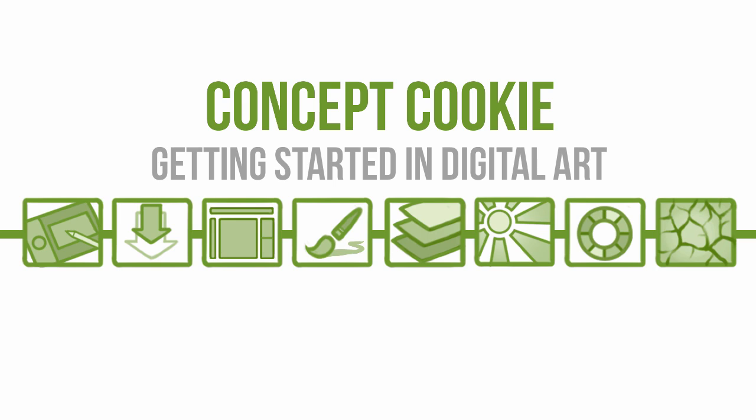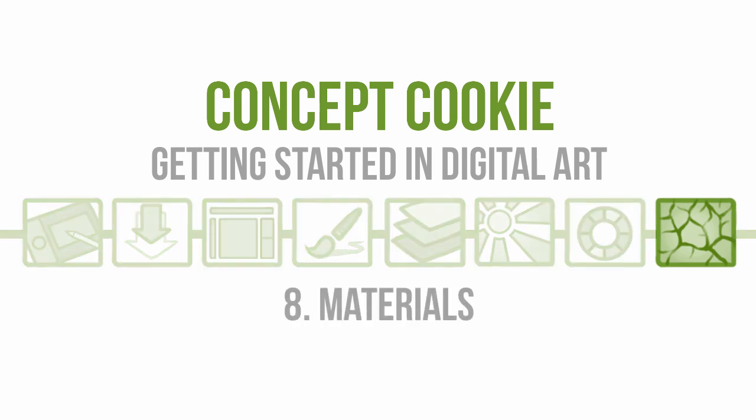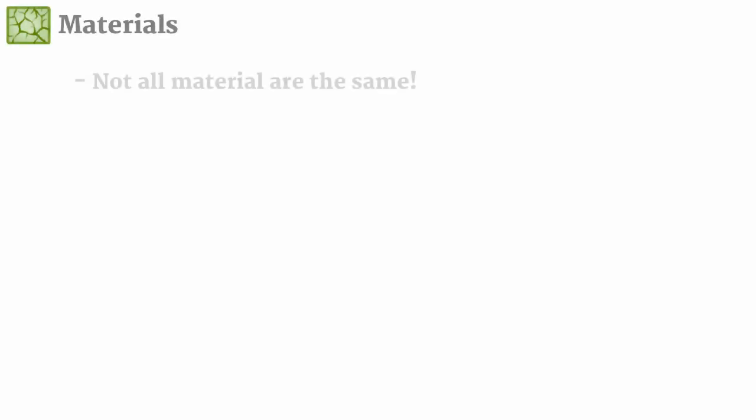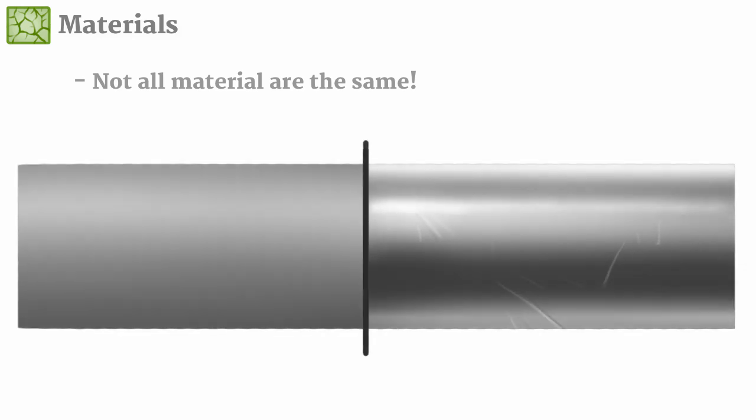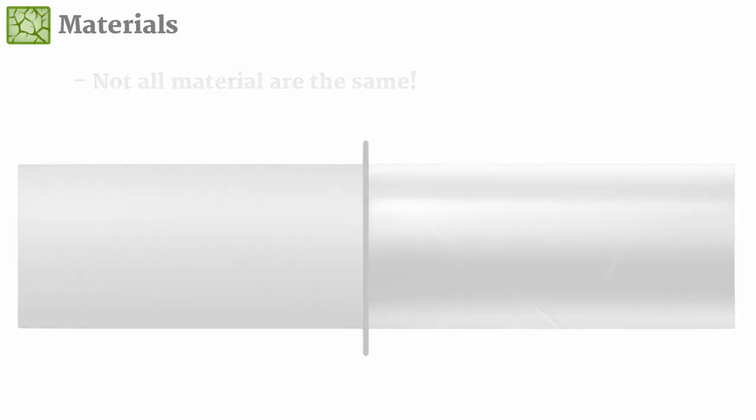And lastly, we're going to talk about materials. Different materials will treat lighting differently, whether it will reflect or absorb light. To start off, not all materials are the same, so they shouldn't be shaded the same in digital art as well. When we look at a material, we recognize it based on its properties, its surface texture, and how it treats lighting.